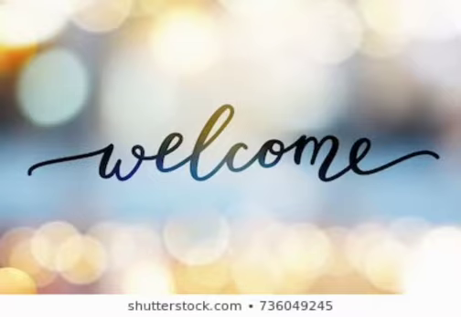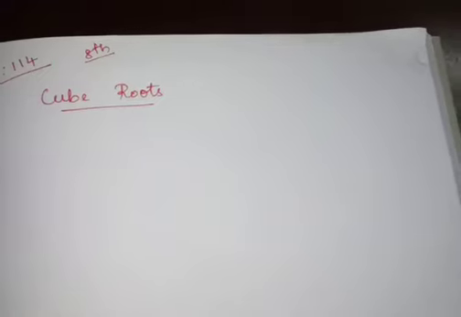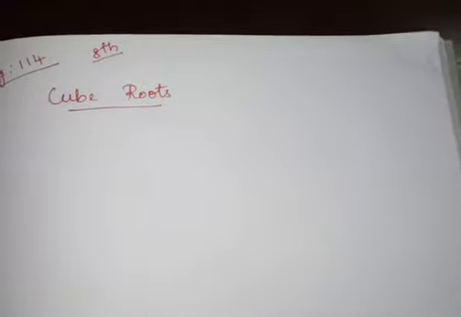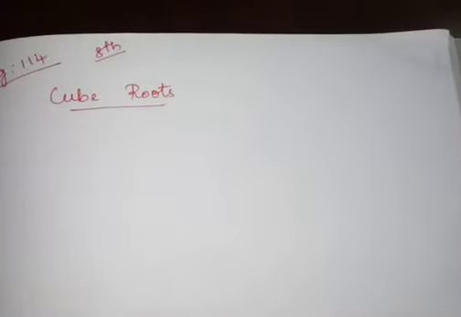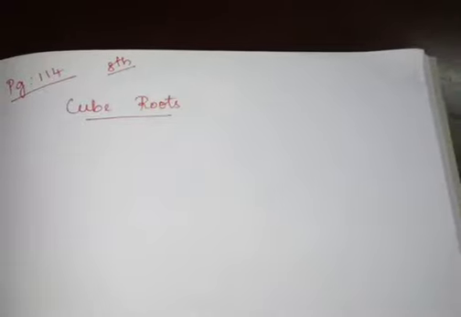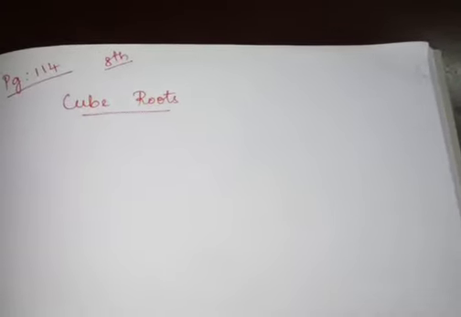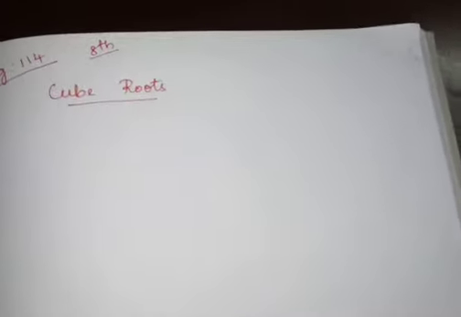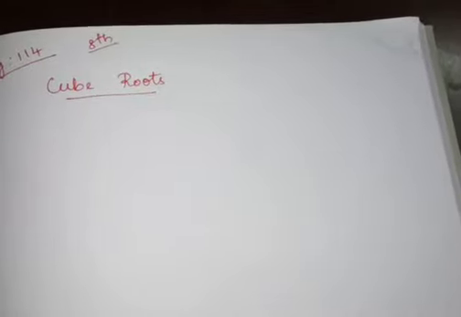You can take page number 114 in your NCERT textbook. I hope you all have taken page number 114. There is a topic called cube roots. First I'll give the comparison of squares and square roots, so it will be easier when you do cubes and cube roots.